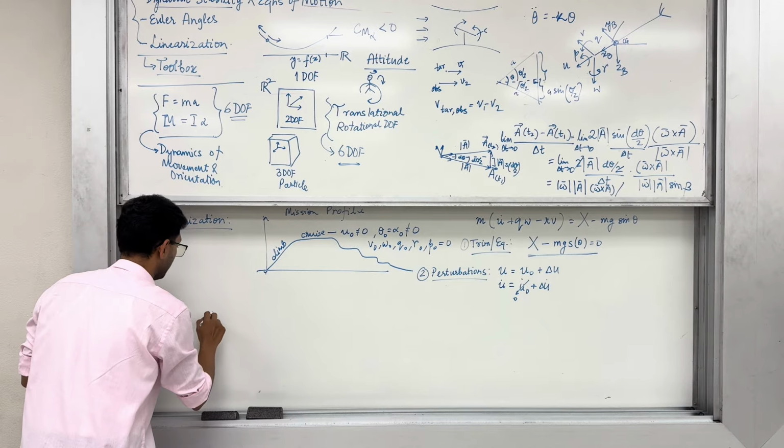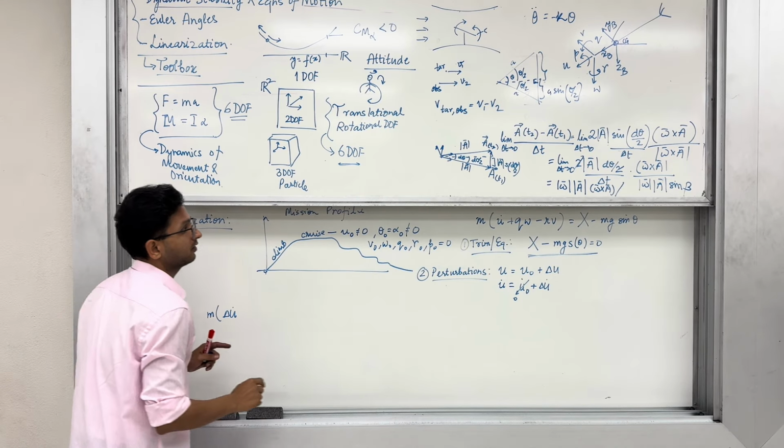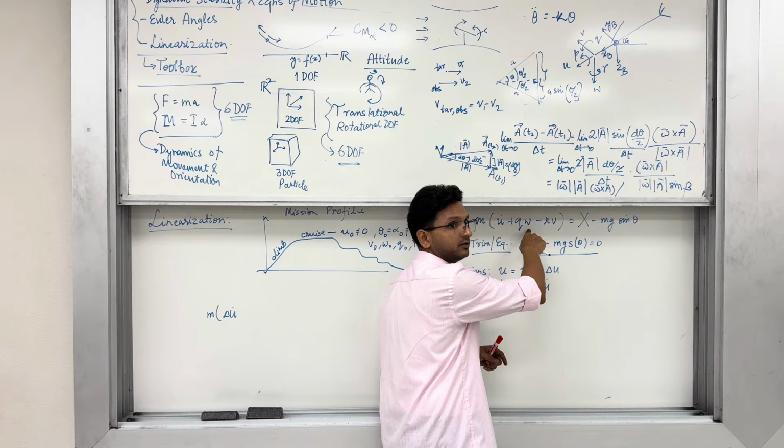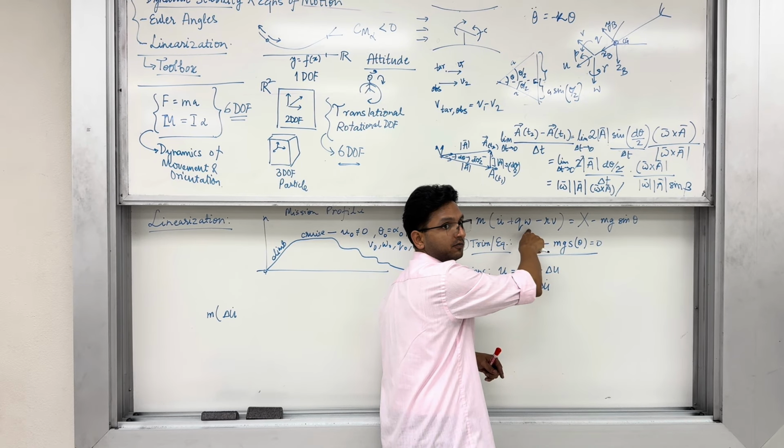So, go ahead and write down m delta u dot. Then q is q naught plus delta q, where q naught is 0. So, q is only delta q. W, if I want to linearize, w naught plus delta w. So, in cruise flight there is no equilibrium w velocity, but there might be small disturbances. So, delta w only.